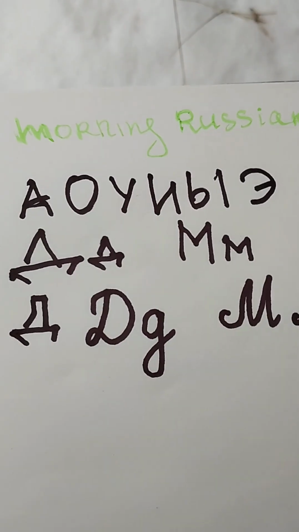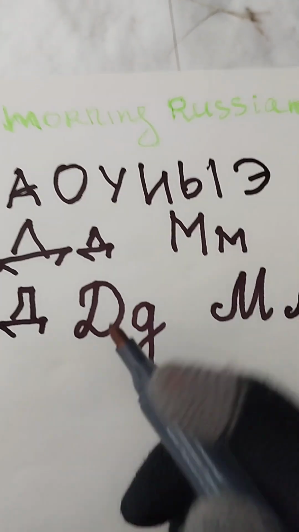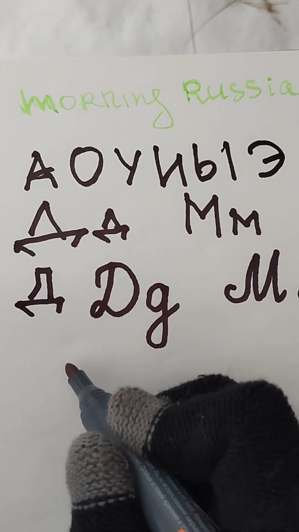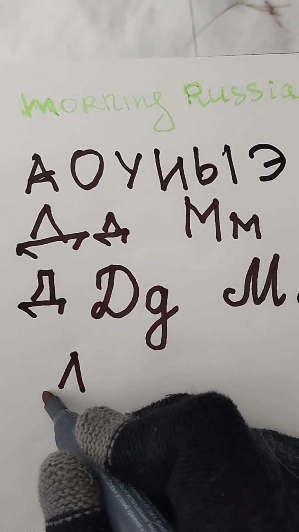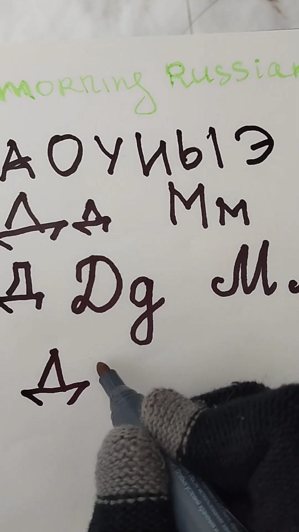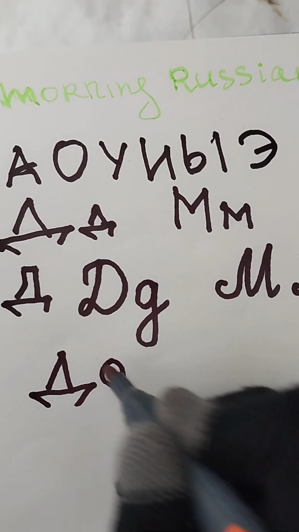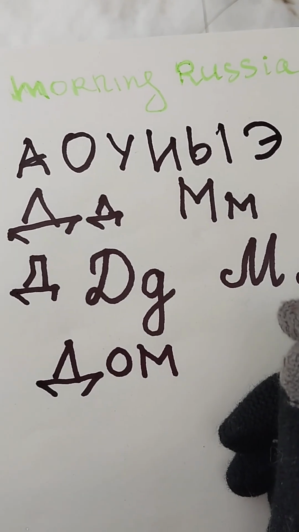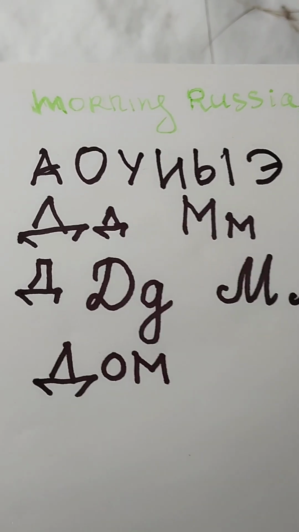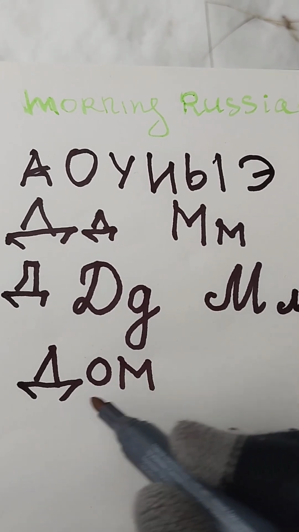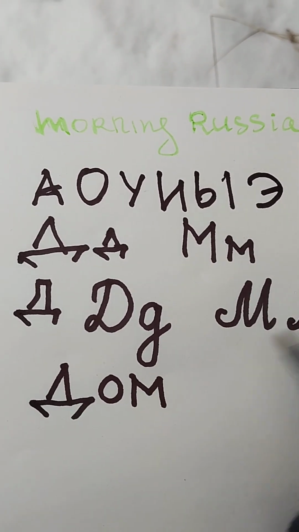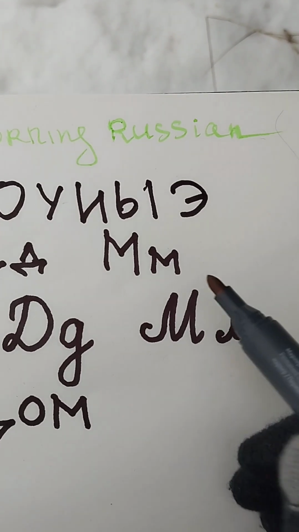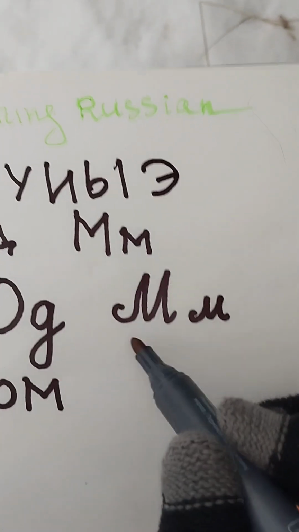Let's learn how house will be in Russian. D, O, M. Dom. I said D with an English accent the first time. Let's try to write the cursive version of this word.